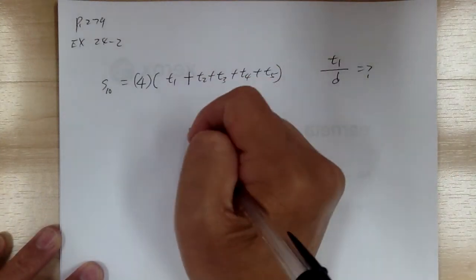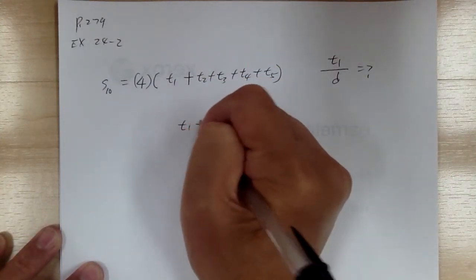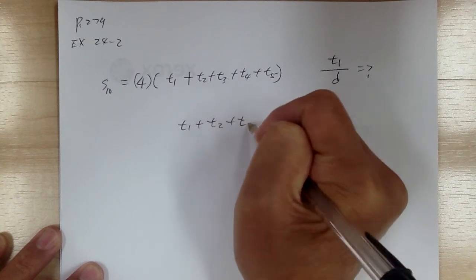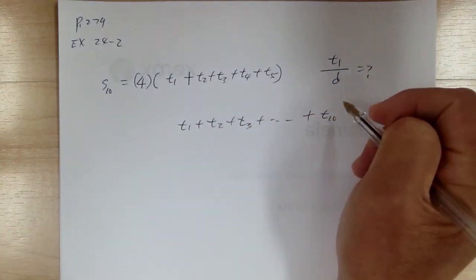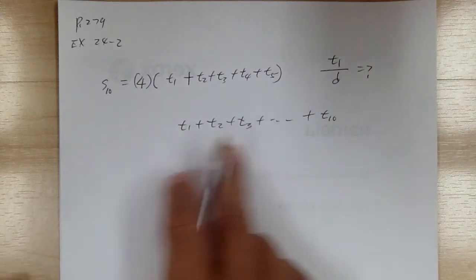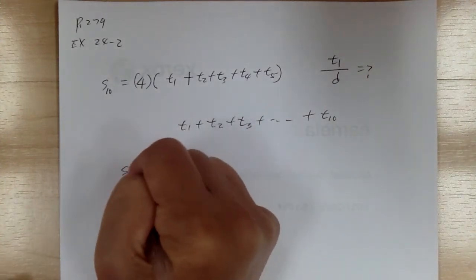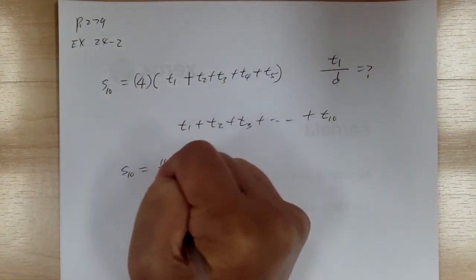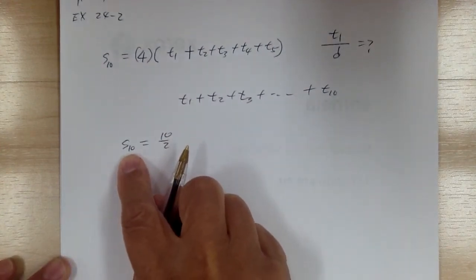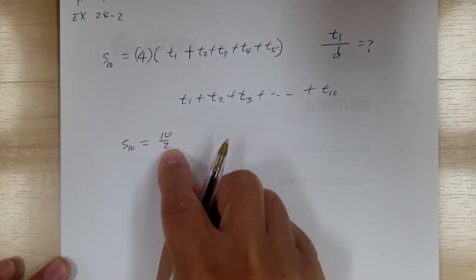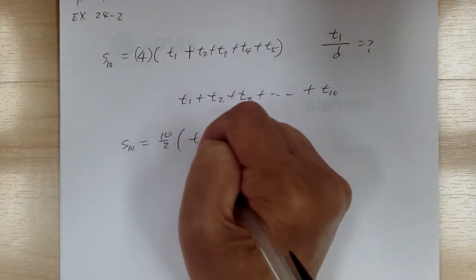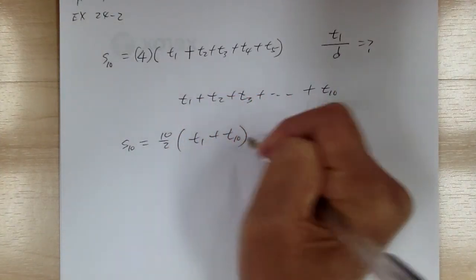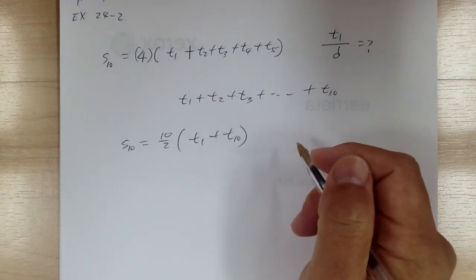So what you have is T1 plus T2 plus T3 plus up to T10. The sum S10 will equal 10 divided by 2, right? S10 means you're adding 10 terms, so 10 terms divided by 2 gives you 5 pairs, and each pair would be T1 plus T10, right?